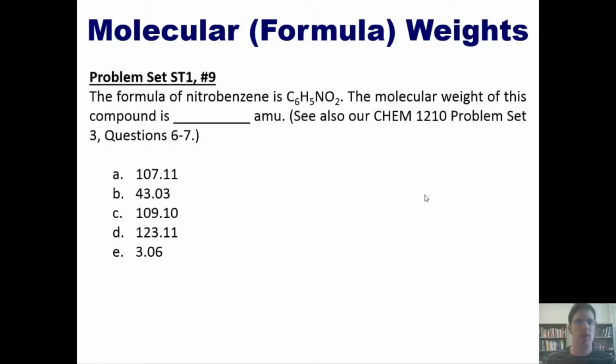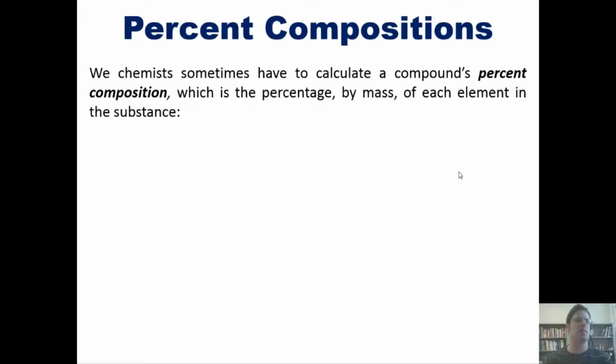Here's another question. The formula of nitrobenzene is this stuff here. The molecular weight of this compound is how many AMU, or if you wanted to use the other units, how many grams per mole? Once again, I'm not going to do this for you, but we'll invite you to do it on your own. That takes us to percent compositions.